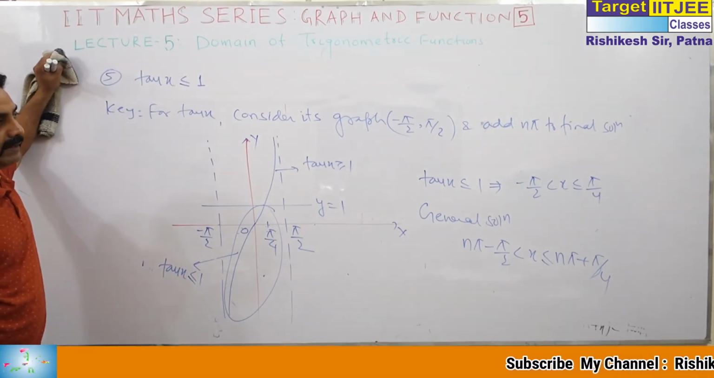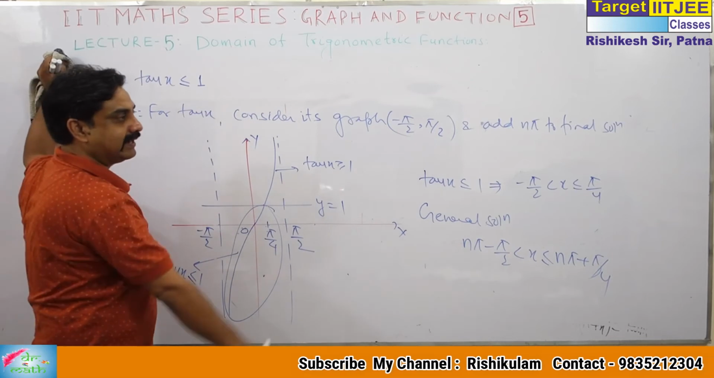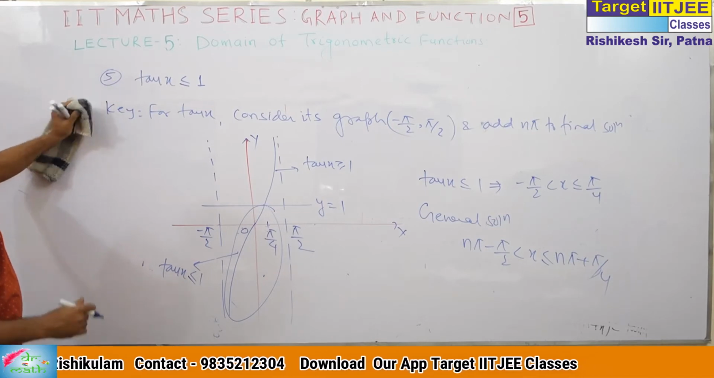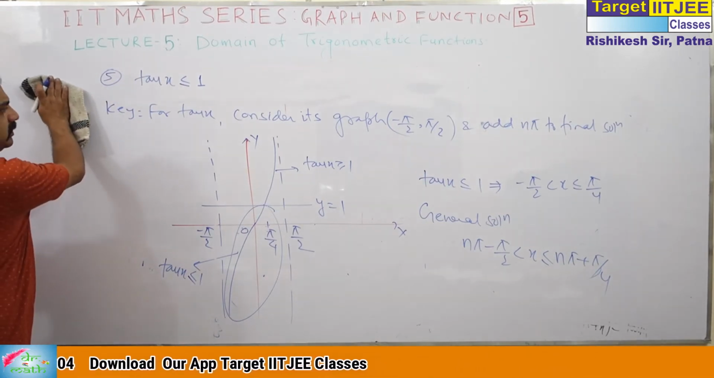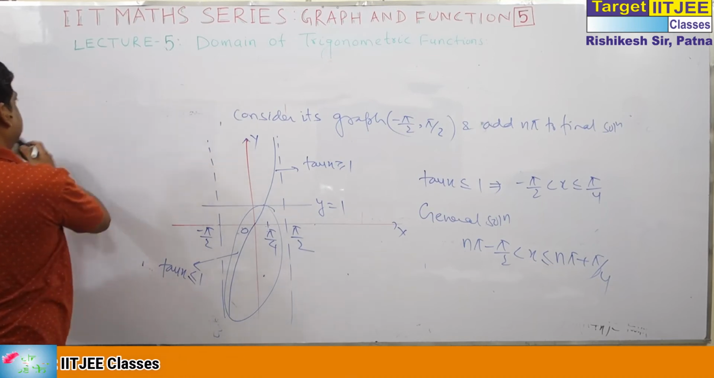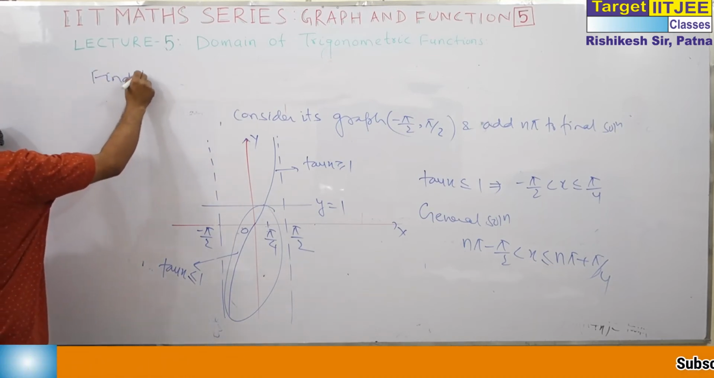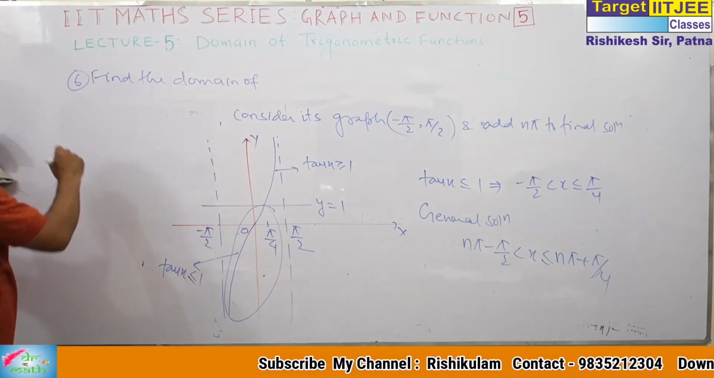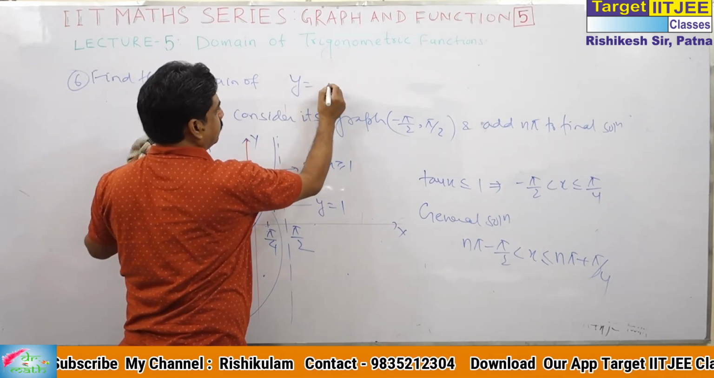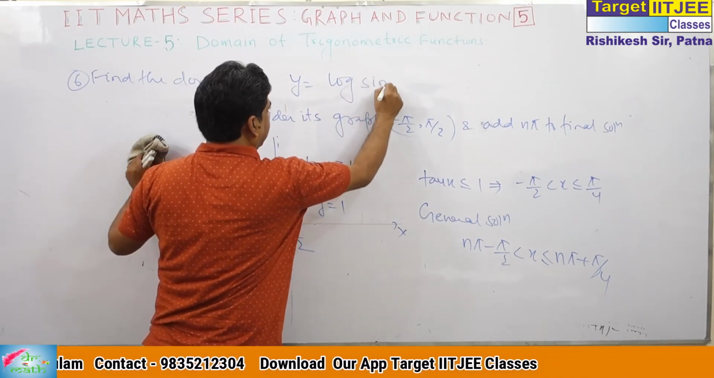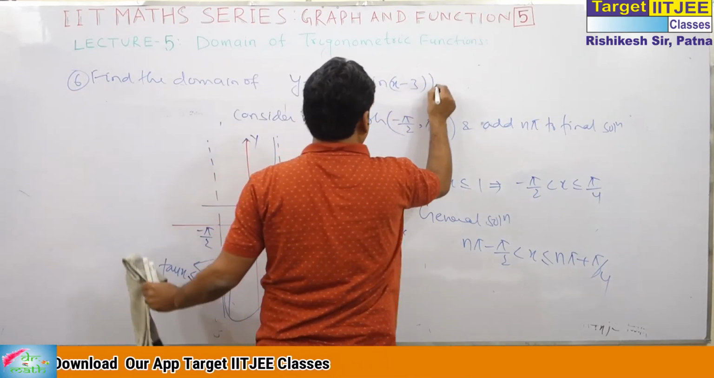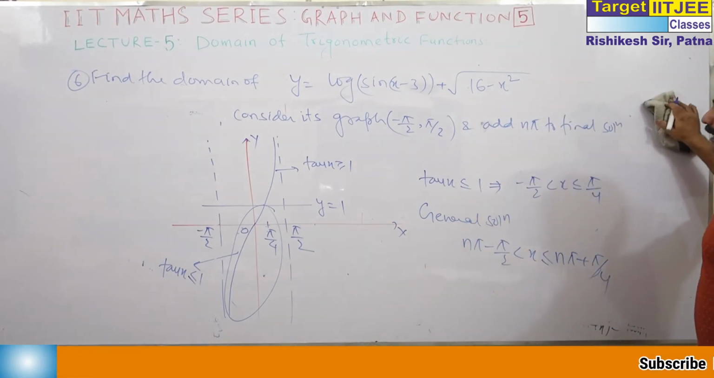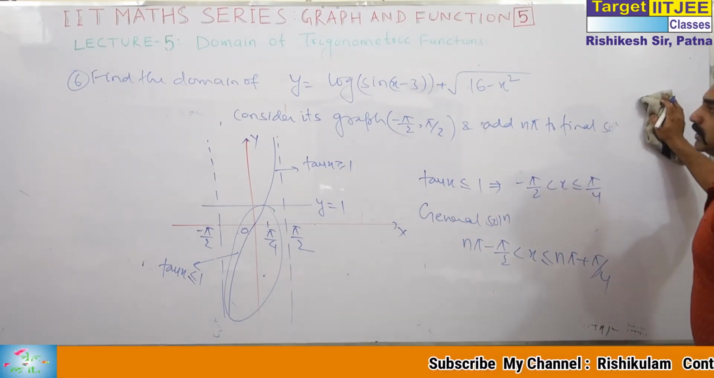Now, let me come to the questions of domain. You know all the domains that I wrote earlier in the beginning of this class. Now let me take one or two questions of this type. Number 6. Find the domain of y is equal to log of sin x minus 3, plus root over 16 minus x square. A very famous question from the book of Mr. G.N. Burman.